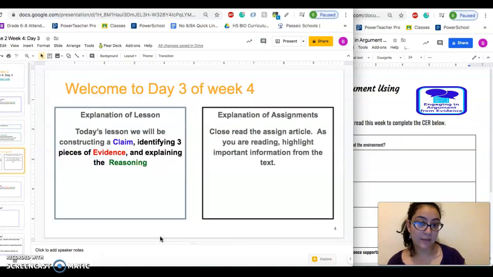Alright, once again, welcome to day 3 of week 4. I explained the lesson today. We are going to construct a claim. So I'm going to talk about how to make a claim, how to identify the 3 pieces of evidence, and explain why you chose those pieces of evidence. For the assignment, you do have to do a close reading of the assigned article. And as you are reading and highlighting, you highlight the most important parts that will support your claim.